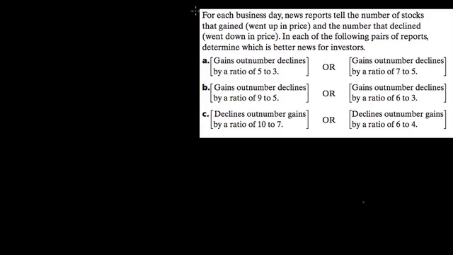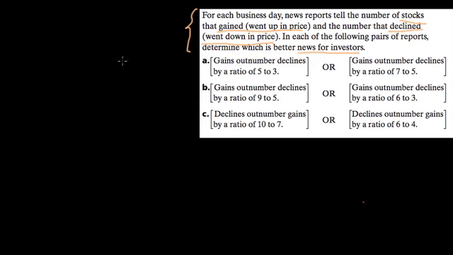So it says that for each business day, news reports tell the number of stocks that gained. So here they're defining a term. A gain is when a stock goes up in price, and the number that declined went down in price. So we have gains, where it goes up in price, and declines, where it goes down in price. In each of the following pairs of reports, determine which is better news for investors.